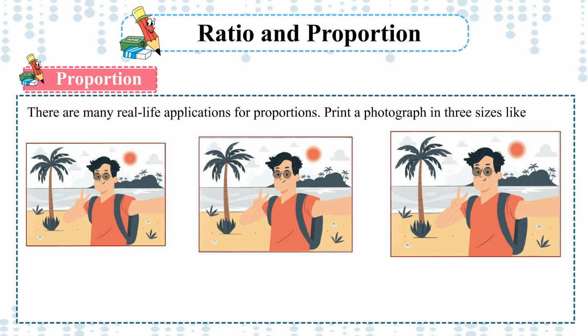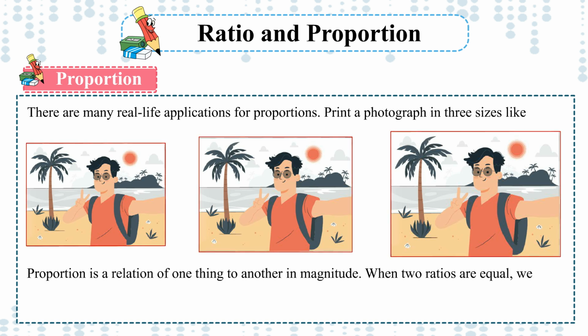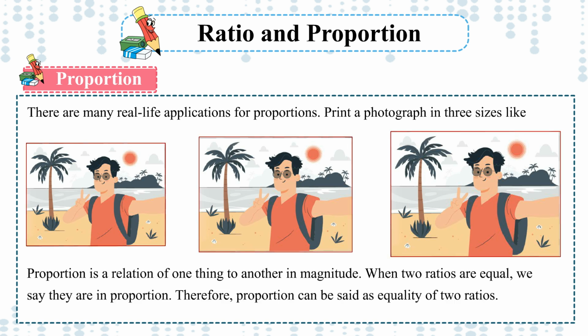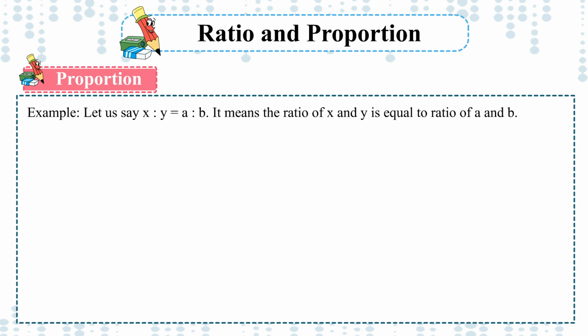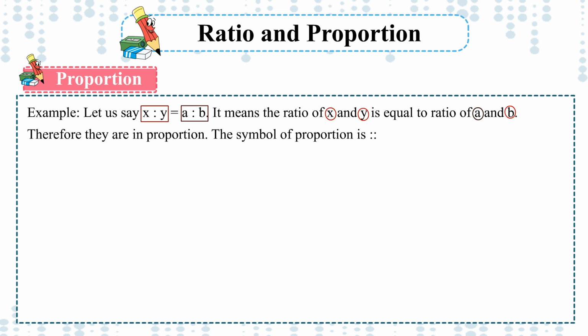There are many real-life applications for proportions, like printing a photograph in 3 sizes. Proportion is a relation of one thing to another in magnitude. When two ratios are equal, we say they are in proportion. Therefore, proportion can be said to be the equality of two ratios. Example: let us say x ratio y is equal to a ratio b. It means the ratio of x and y is equal to the ratio of a and b. Therefore they are in proportion.